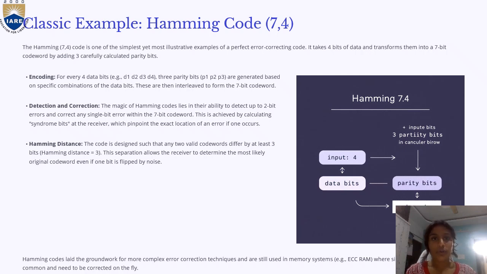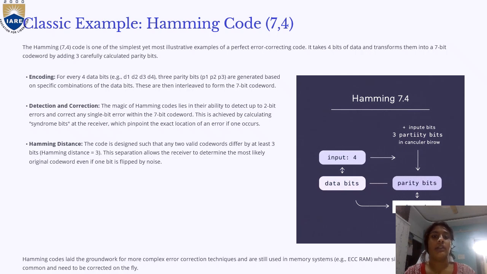Encoding: for every 4 bits D1, D2, D3, D4, there are 3 parity bits P1, P2, and P3 that are generated based on specific combinations of data bits. These are interleaved to form a 7-bit code word.